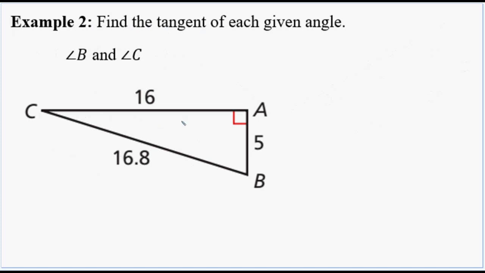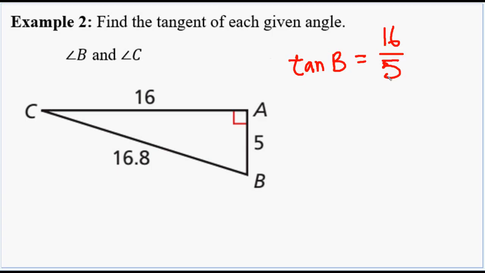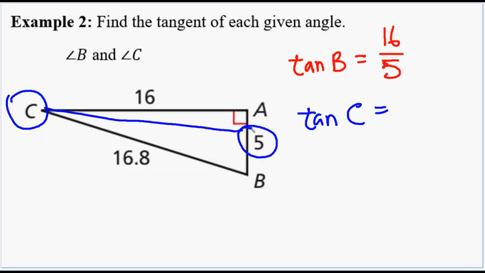Example 2. Now we got some actual numbers on our triangle. So I'm going to go back to red ink and let's do the tan of angle B first. Tan of B equals, here's angle B. Tangent is the opposite side, 16, over the adjacent side, 5. Now we're going to hop over to angle C's perspective and do the tan of angle C. Tangent is still opposite, but now the opposite side is 5. Adjacent side is 16. 5 over 16.